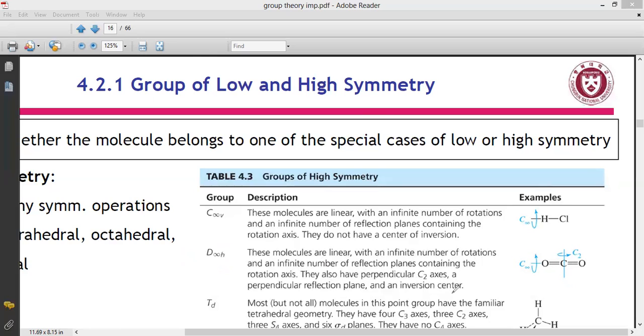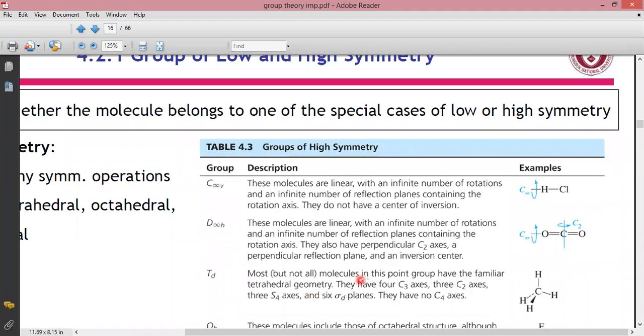Okay. Similarly, if you see the third, tetrahedral, I will discuss it in detail in the next example. Definitely, if you see this tetrahedral, most but not all molecules in the point group have the familiar tetrahedral geometry. They have 4 C3 axes, 3 C2 axes, 3 S4 axes, and 6 sigma d planes. They have no C4 axis. S4 is there, but no C4 axis present.